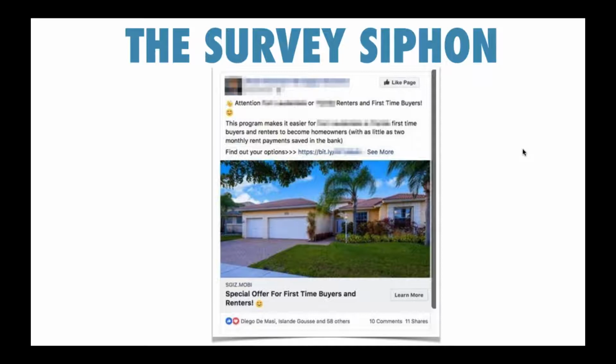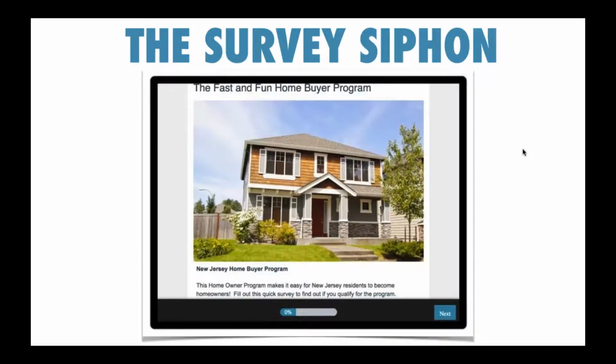So if they are in market and interested in getting a home, that's going to stop them in their tracks. And then we potentially can engage them with the actual ad copy. But the image and the headline is very important for stopping them in their tracks and getting them to actually view the ad.